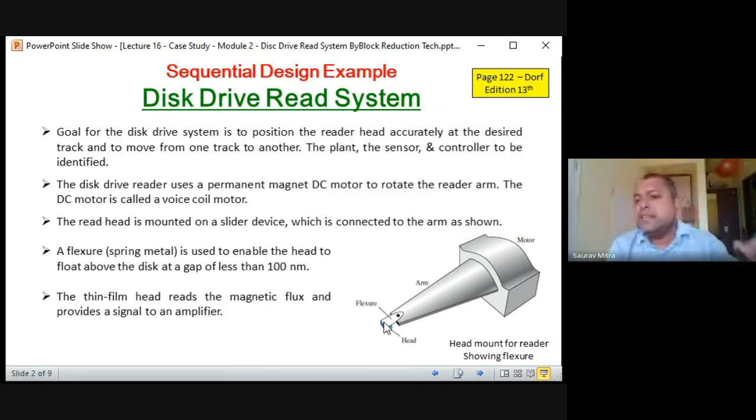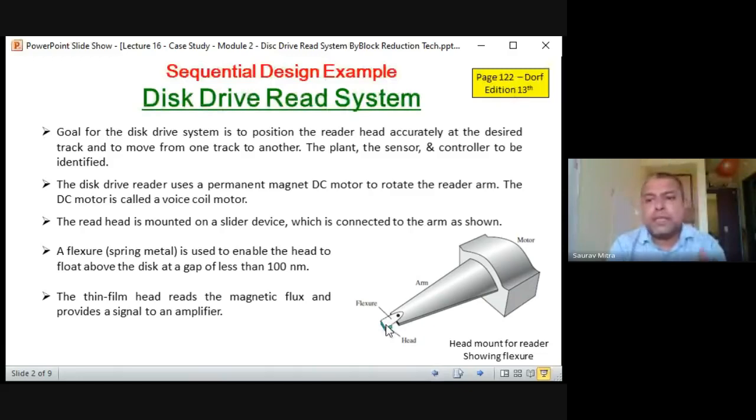The thin film head reads the magnetic flux and provides a signal to an amplifier. So whenever this head rotates over that disk, with a gap of 100 nanometer, it picks up the signal embedded on the disk. So I told you a very rough picture. This is the mechanical part of the disk drive, but exactly how the signal is picked up, we have to go through separately. There are videos available on YouTube. Please check them on how exactly this sensor is picking up the signal.